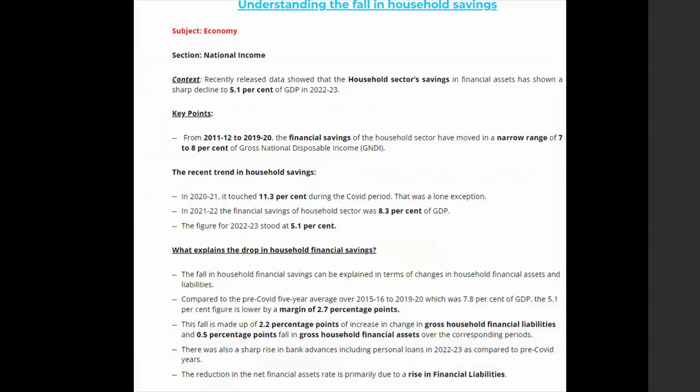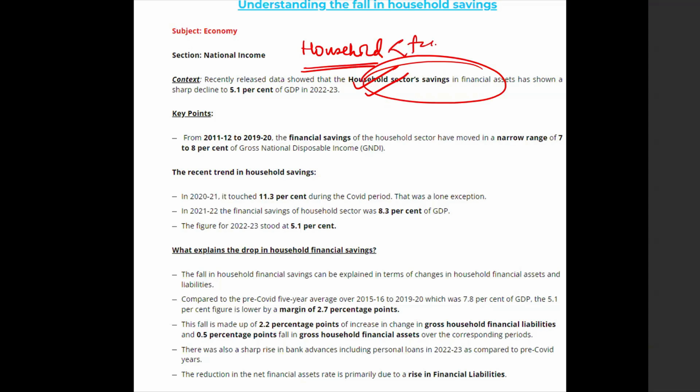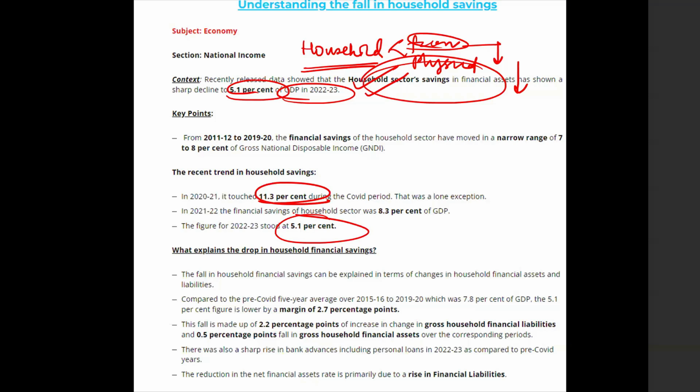Next, guys, there is a recent debate. A report has come about a sharp fall in household sector saving in financial assets. Household saving is a very important part of the saving in the economy. Household saving can be financial saving or physical saving. There has been a sharp decline in the financial saving of households. It has come down to 5.1% of GDP. This is a very dangerous situation, I would say, because it used to be around 11% and now it is around 5.1%. This is not good for an economy.